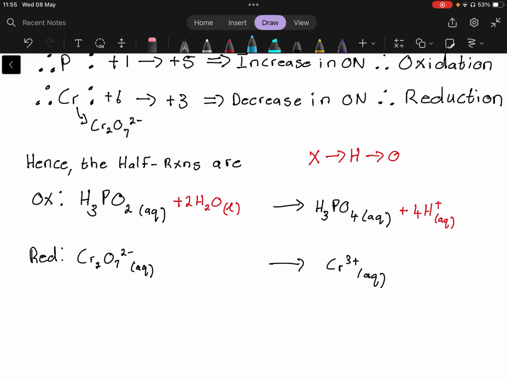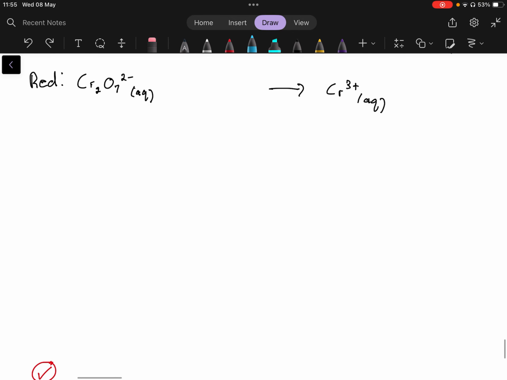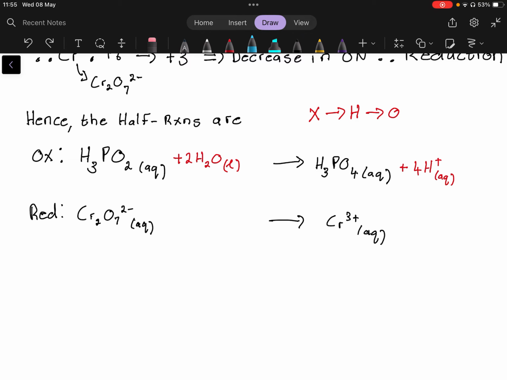Now let's do it for the reduction reaction. So in this case, we have 2 chromiums on the left-hand side. So there's our 2 chromium on the left-hand side. And we have only 1 chromium on the right-hand side. So our first step will be to put a 2 there, because that's the only place where chromium can be balanced. There's no chromium available in water or H+. The only source of chromium is that.